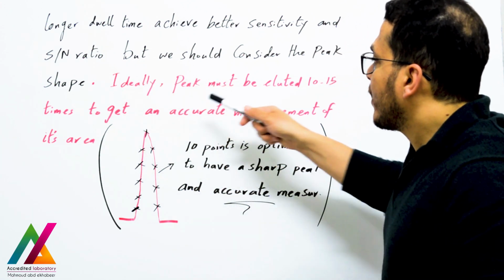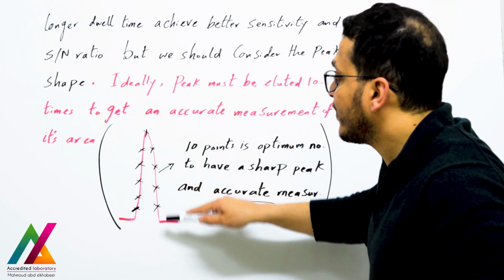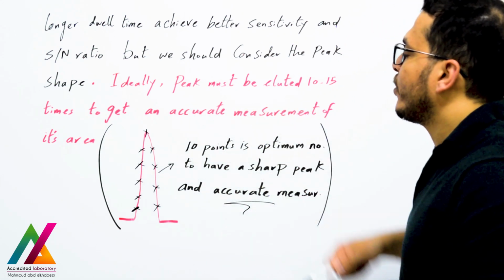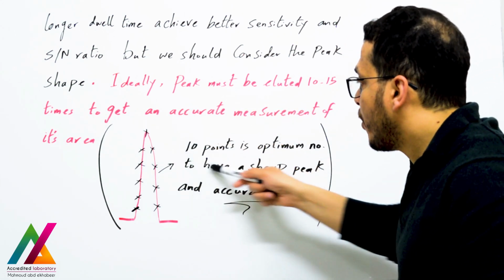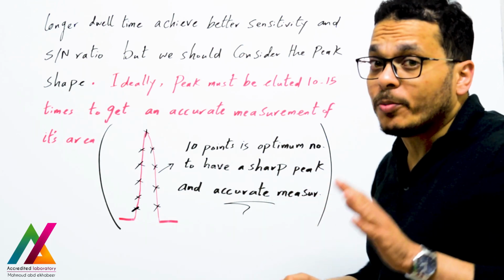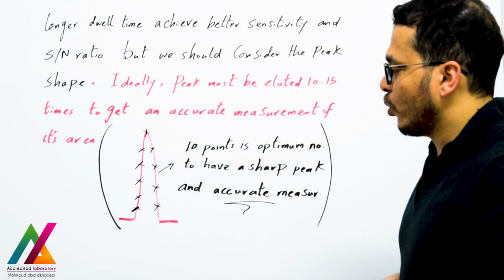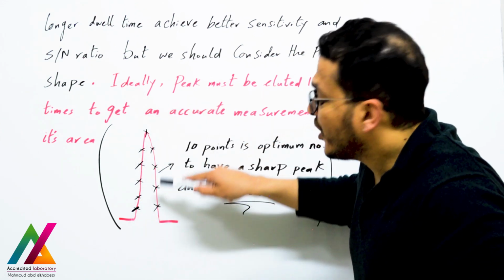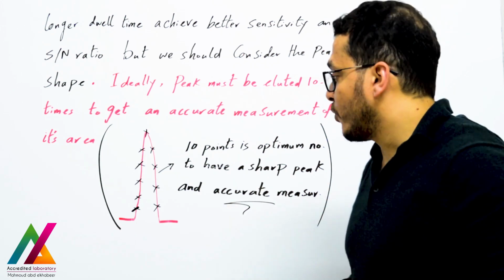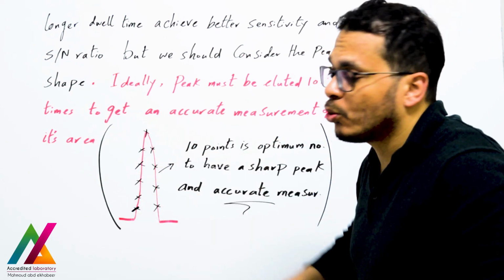Ideally, a peak must be drawn with 10 to 15 points. We should get 10 to 15 points to draw the peak to get an accurate measurement of its area. But 10 points is the optimum number to have a sharp peak and an accurate measurement also. So for the peak to be drawn well, to get a sharp peak and an accurate measurement for the MRM peak, we should have 10 points to draw the peak.